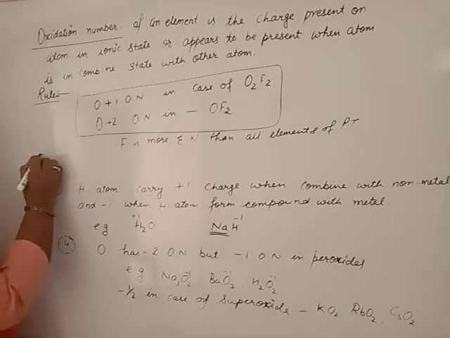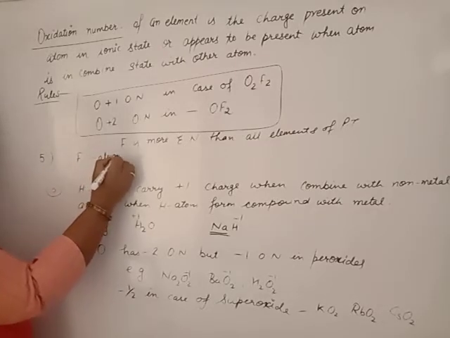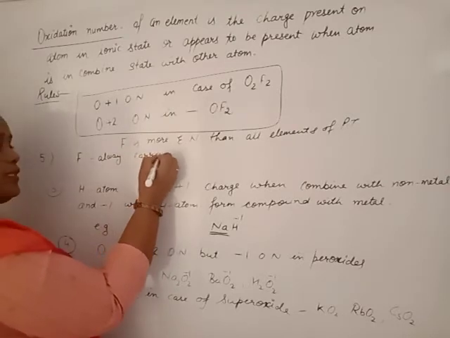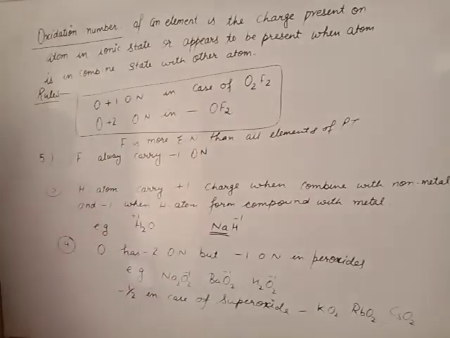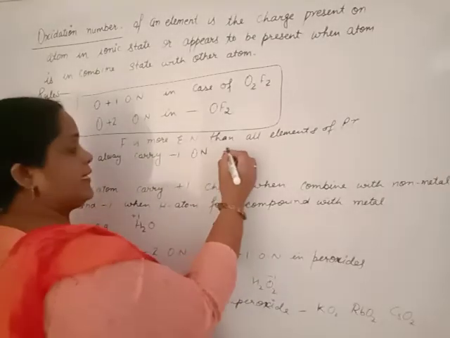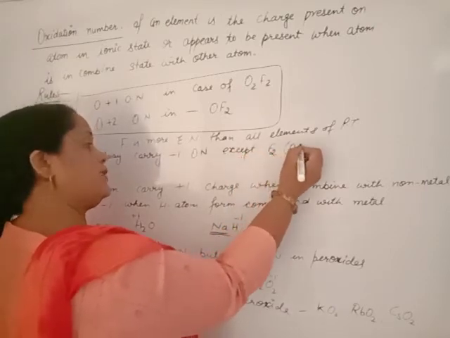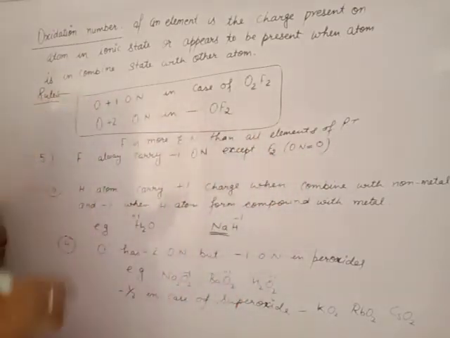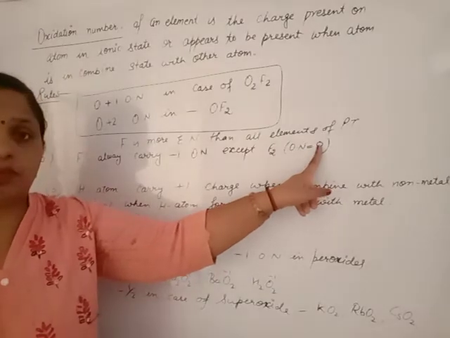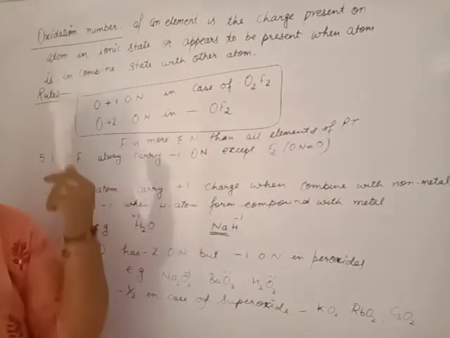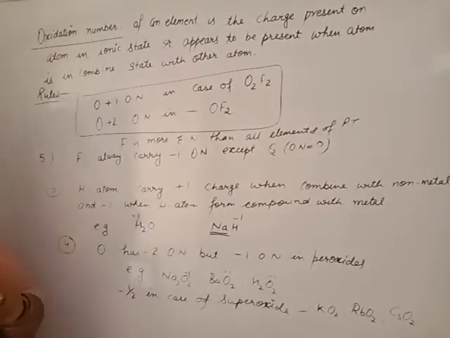Now next, fluorine always carries -1 oxidation state, except F2. Oxidation number is 0 according to the first rule. In elemental state or in pure state, each and every element has 0 oxidation number. Except this, in all the compounds, fluorine atom carries -1 oxidation state.